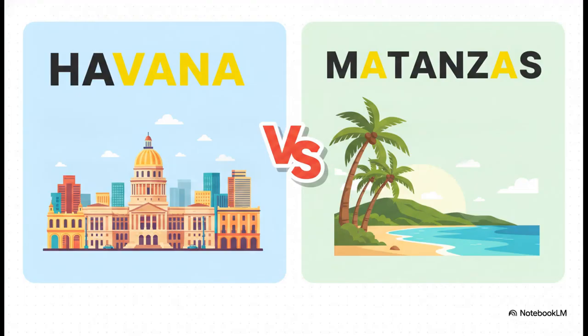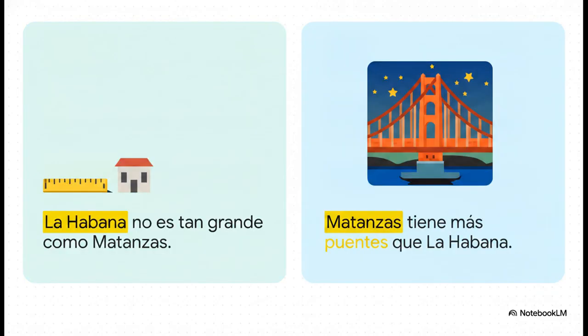All right, let's put this into action. Here is the setup from our text. On side A, we have the famous capital city, Havana, or La Habana. And on side B, we have the incredibly stunning province of Matanzas. Both are completely incredible places, but they're very different, which makes them the perfect subjects for our comparisons. Let's break down exactly what our travelers noticed during their trip.